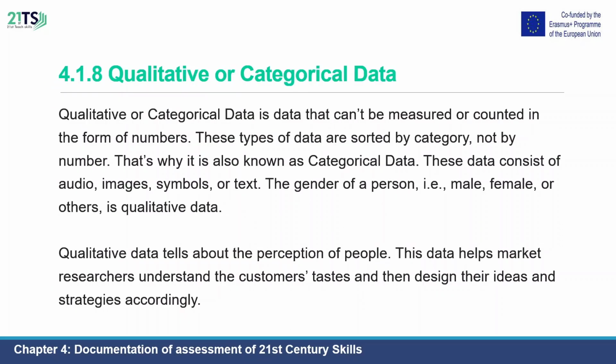Qualitative or categorical data. Qualitative or categorical data is data that can't be measured or counted in the form of numbers. These types of data are sorted by category, not by number. That's why it is also known as categorical data.